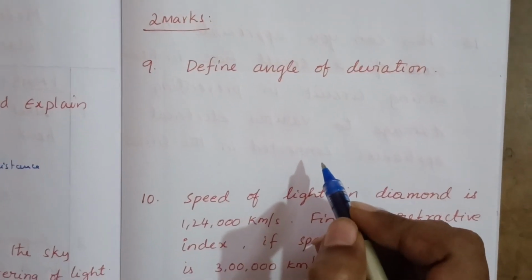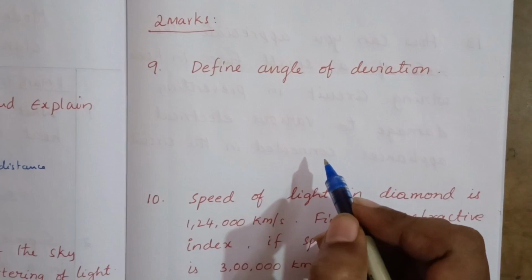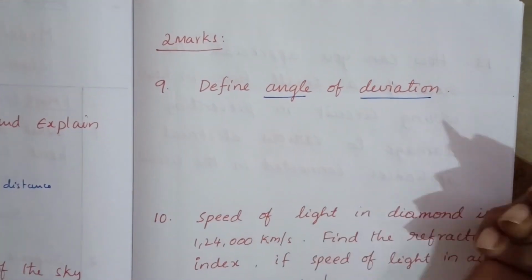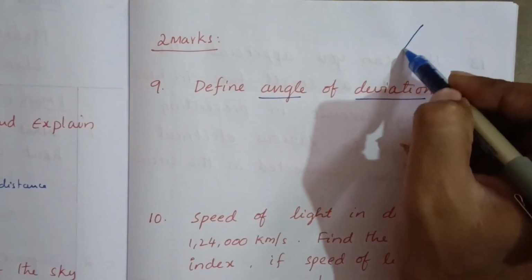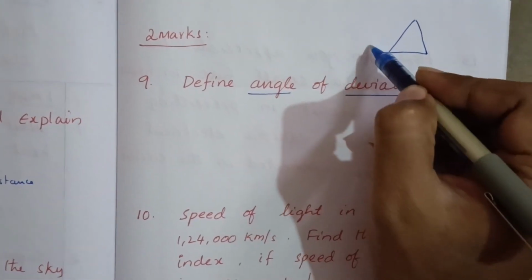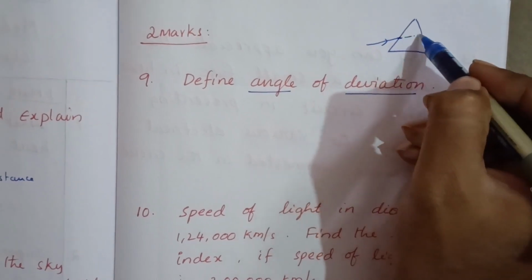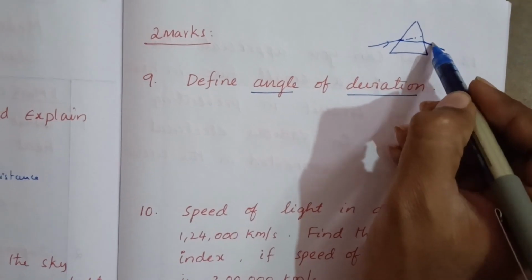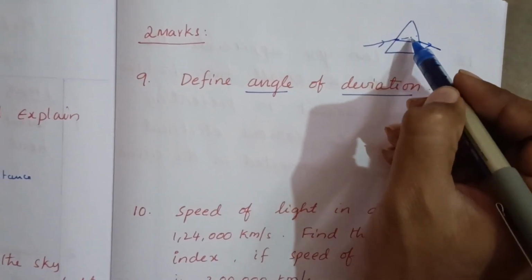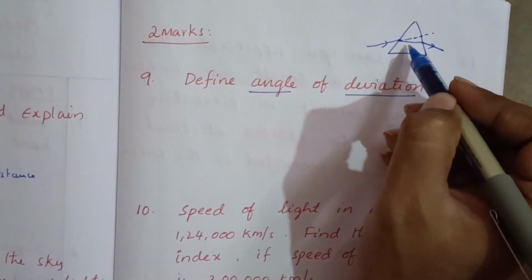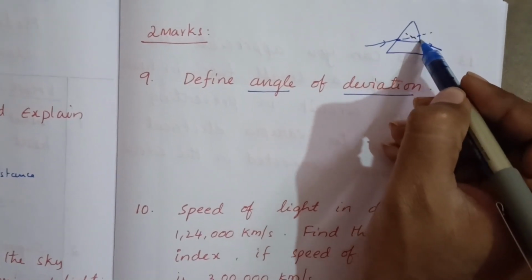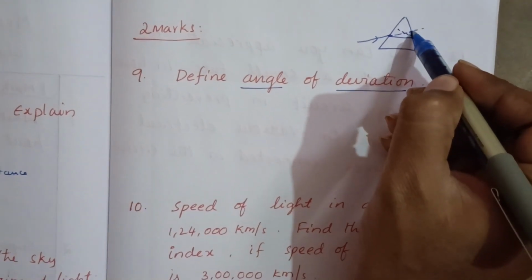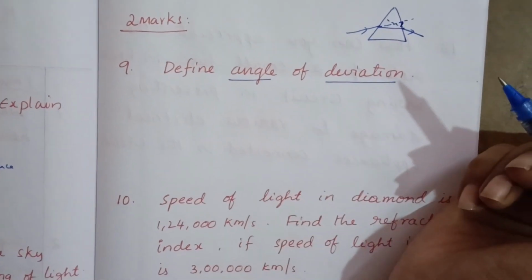Next, define angle of deviation. I'll tell you one example. If you take a prism, this is the incident ray. It will be refracted like this, and again refraction, the emergent ray will come like this. So this is the actual path of the light ray. Due to the prism, the light ray changes its path like this. So this is the deviation.